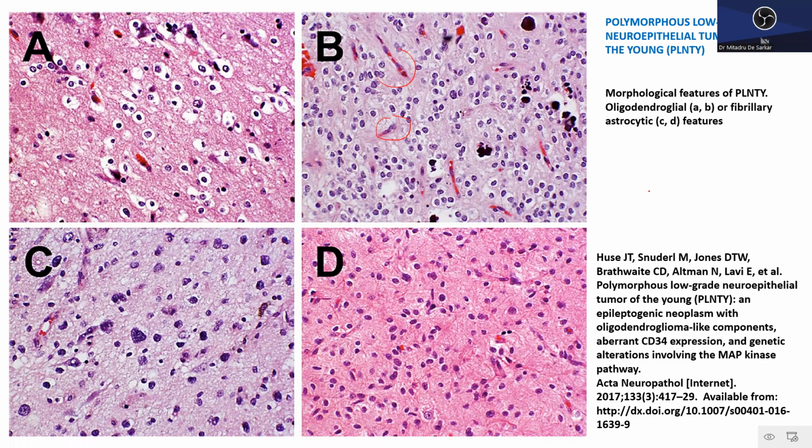This is actually a newly grouped family of tumors known as the polymorphous low-grade neuroepithelial tumor of the young, or in short, PLNTY. Now, this could look like oligodendrogliomas, but as the figures C and D show, they could sometimes look like your conventional fibrillary astrocytomas, right? So they could look oligodendroglial. They could also look astrocytic, this family of tumors.